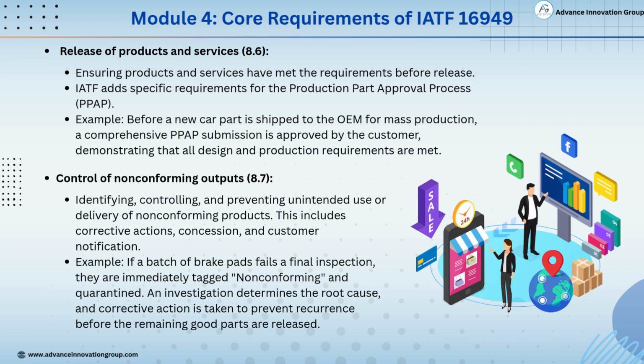Clause 8.7. Control of non-conforming outputs. This is about identifying, controlling, and preventing the unintended use or delivery of defective products. This includes steps like corrective actions, customer notification, and concessions. Example: a batch of brake pads fails inspection. It's tagged non-conforming, isolated, and root cause analysis is done. Once corrective actions are taken, only the good parts are released.